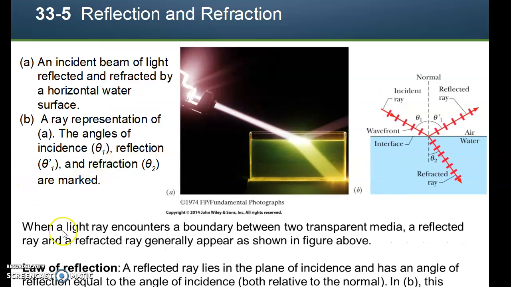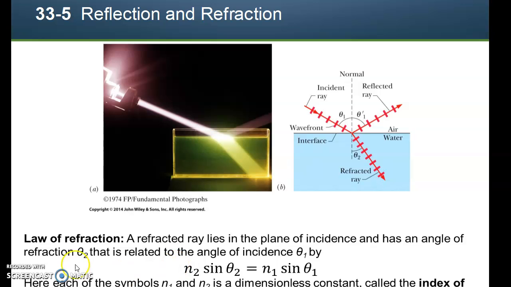And when a light ray encounters a boundary between two transparent media, a reflected ray and a refracted ray generally appear as shown in this figure. The law of reflection is the following. A reflected ray lies in the plane of incidence and has an angle of reflection equal to the angle of incidence, both relative to this normal. So this theta 1 right here is going to equal theta 1 prime here when you have reflection.